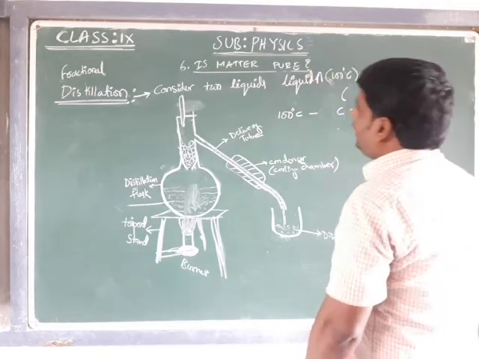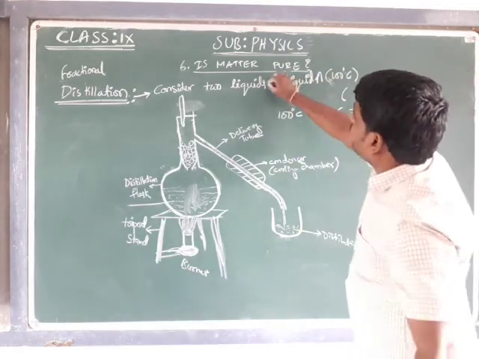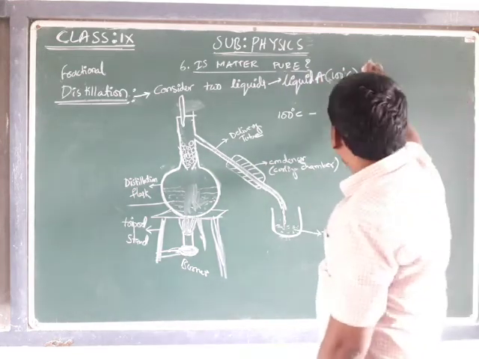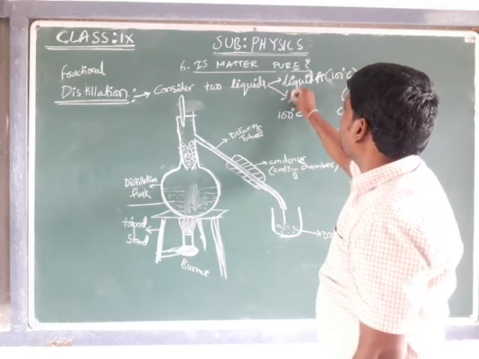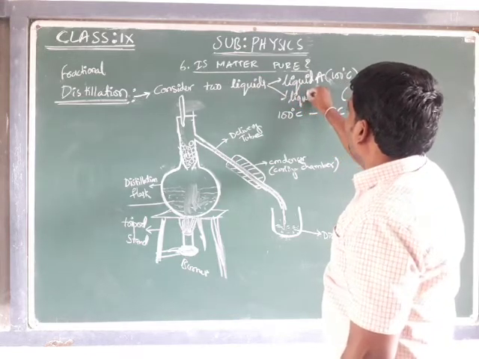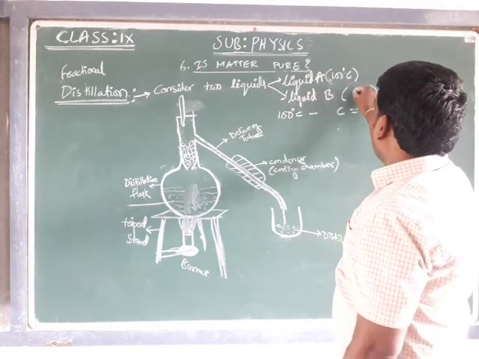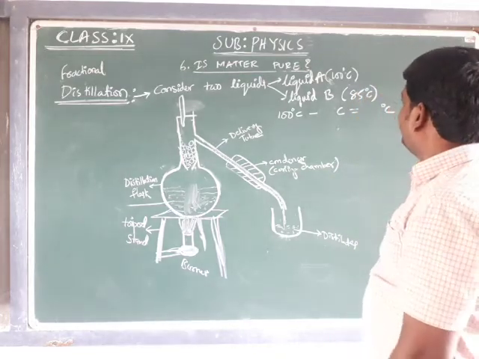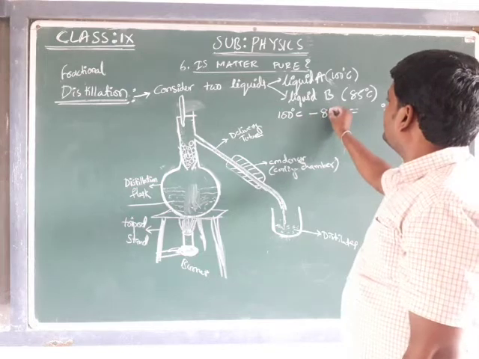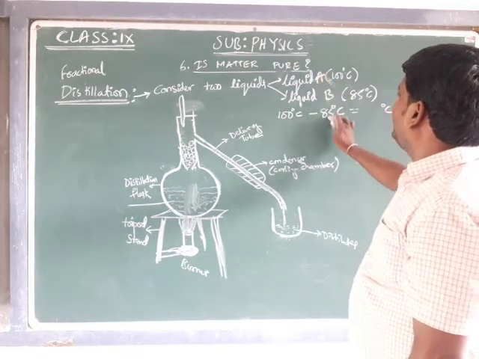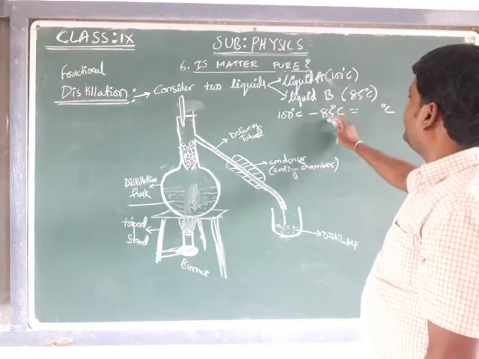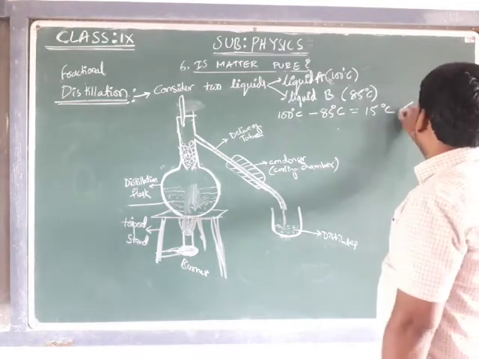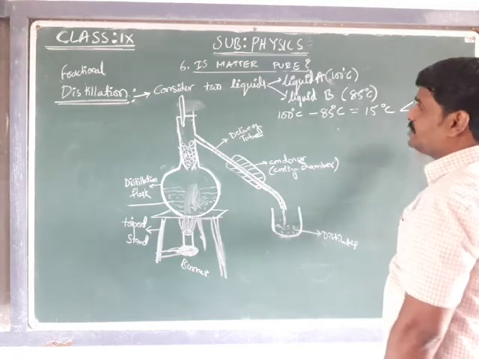Suppose I have two liquids. Liquid A has a boiling point of 100 degrees Celsius. I am taking one more liquid, liquid B, for example, whose boiling point is 85 degrees Celsius. The difference between the boiling points of liquid A and liquid B is 100 degrees Celsius minus 85 degrees Celsius, that is 15 degrees Celsius, which is less than 25 degrees Celsius.